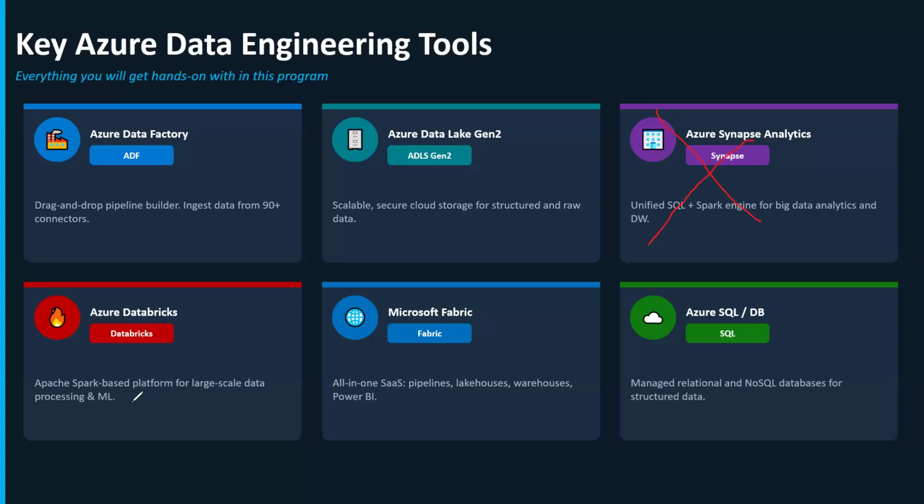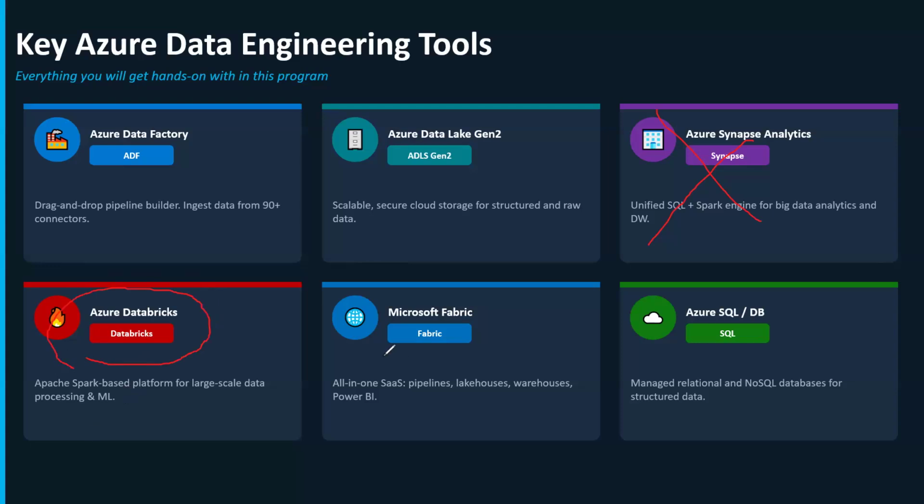Without Databricks, there is no data engineering. Whether you are going for AWS, GCP, or Azure, without Databricks, there is no data engineering. This is a Spark-based application to process the data, which has the MPP architecture. So this is one of the important tools nowadays.